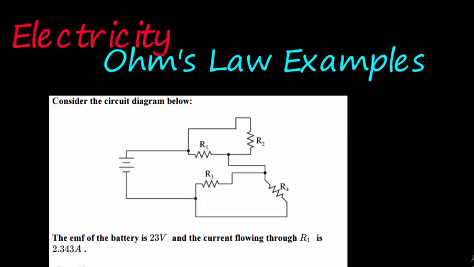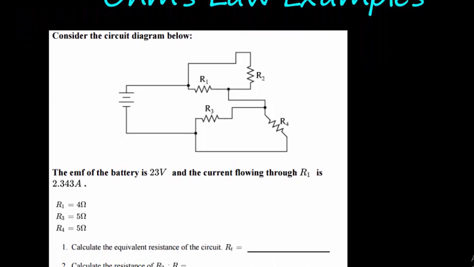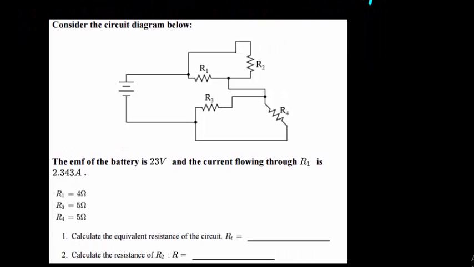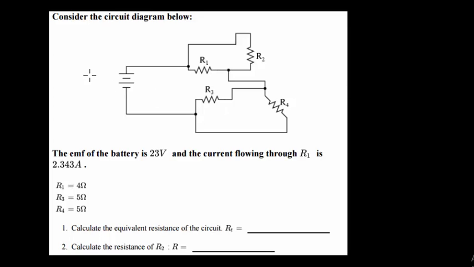I'm doing Ohm's law examples, and this is really quite a complex example. You'll see in a minute just why. Let's quickly go through it. Eventually they ask us to calculate the equivalent resistance. I'll explain that in just a minute, and also the resistance of R2.